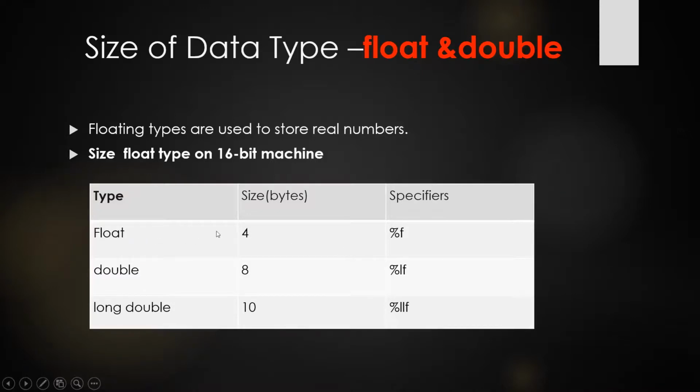See, the size of the float will be 4 bytes, and the specifier is %f. Double will be 8 bytes, and its specifier will be %lf. And long double will be 10 bytes, and the specifier will be %Lf.